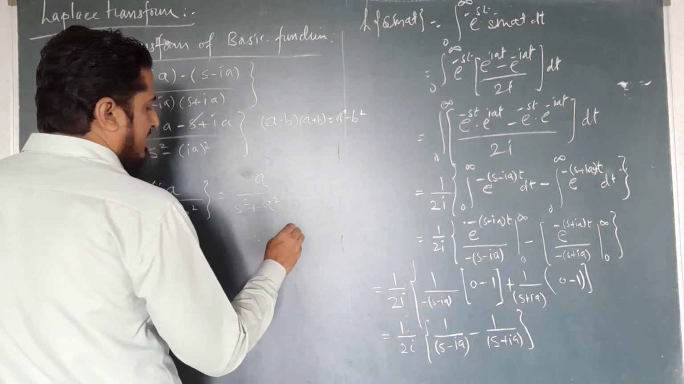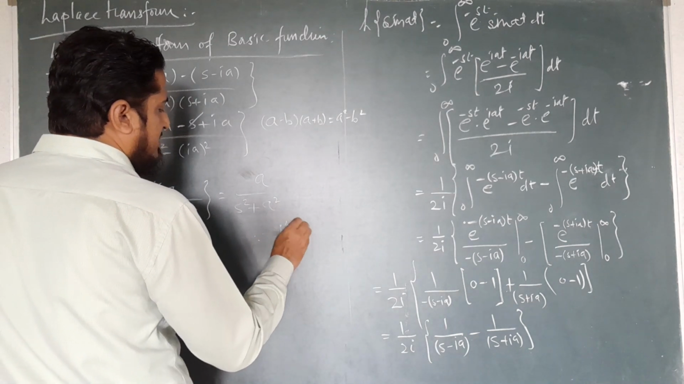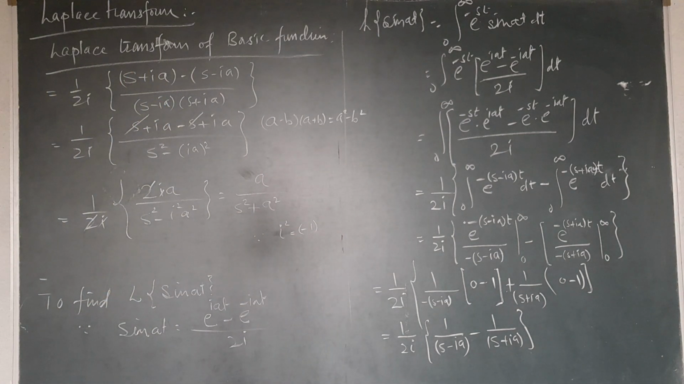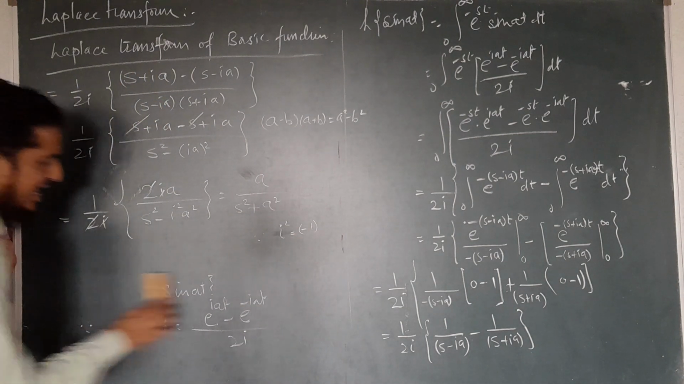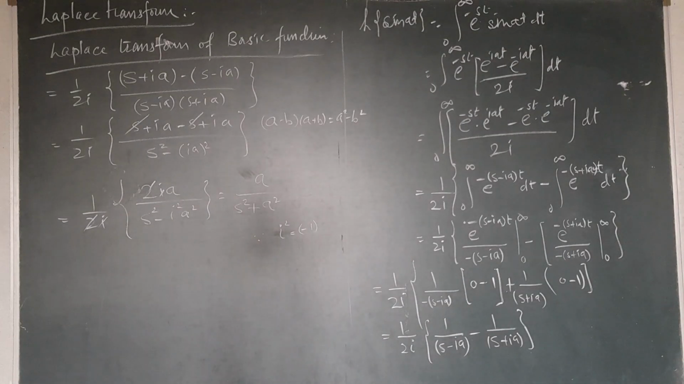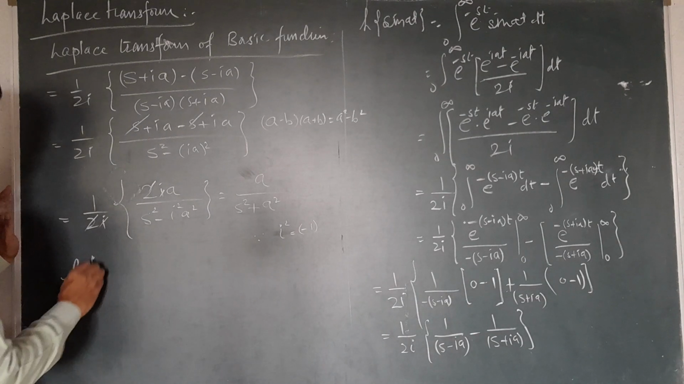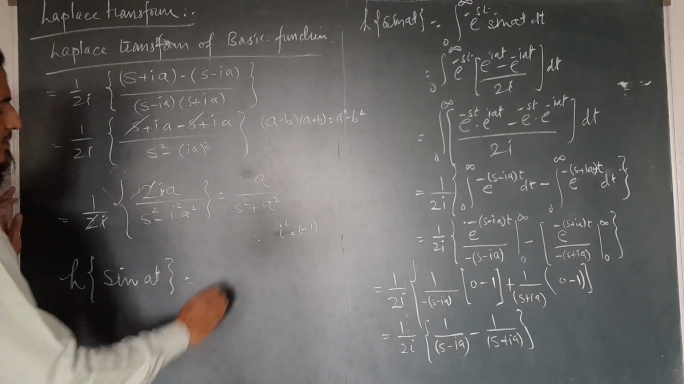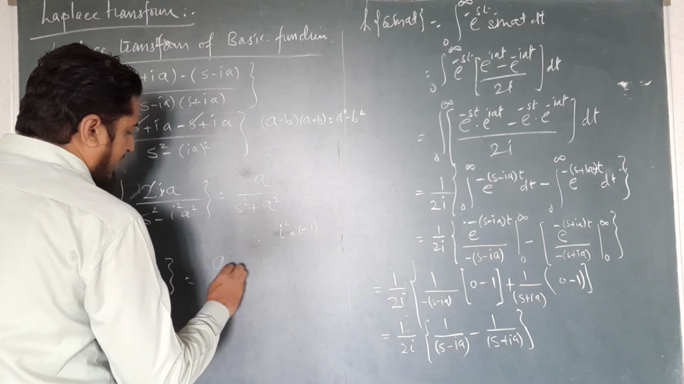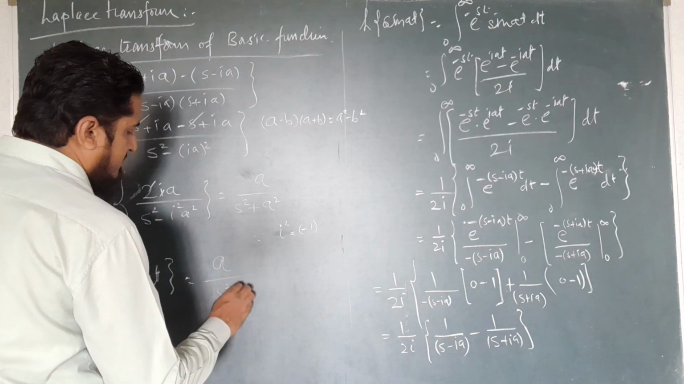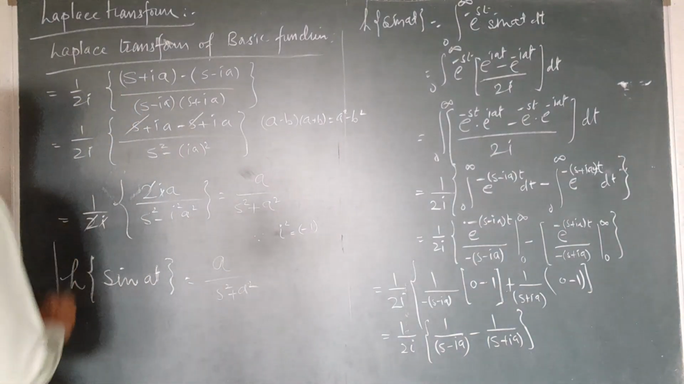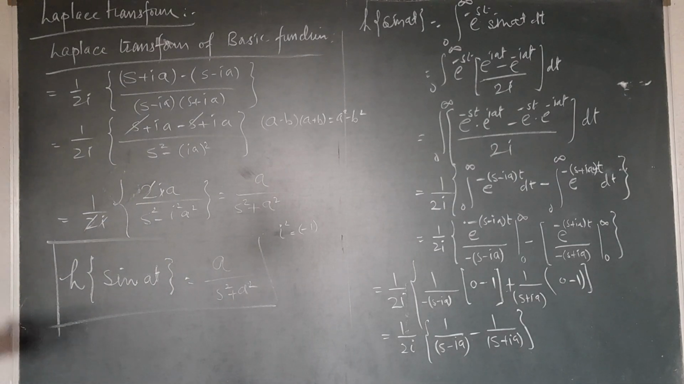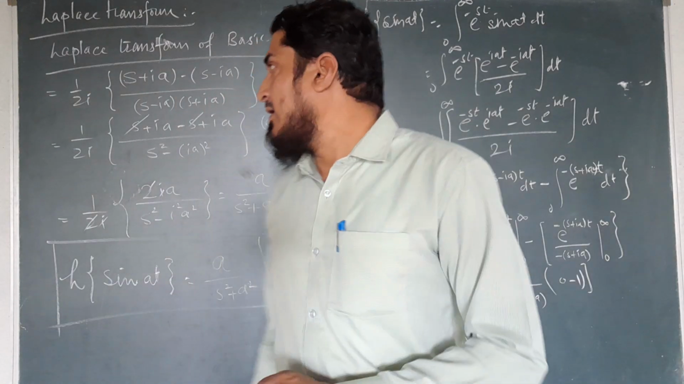Since i square is equal to minus 1. Correct? So whenever we take the Laplace transform of sin at, we will get a upon s square plus a square, and it is the form for the Laplace transform of sin at.